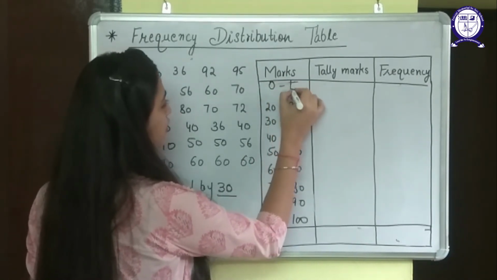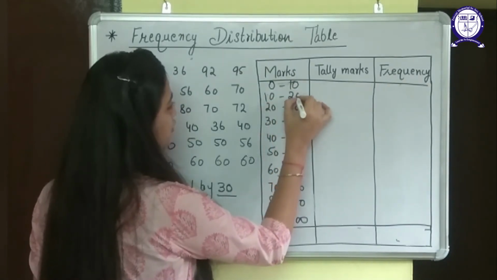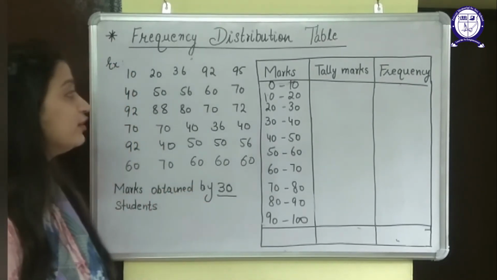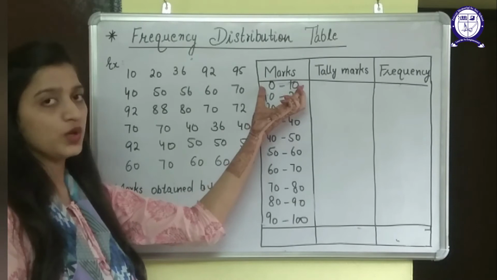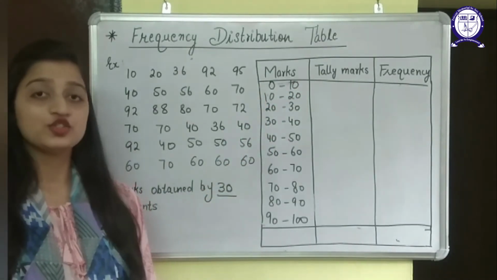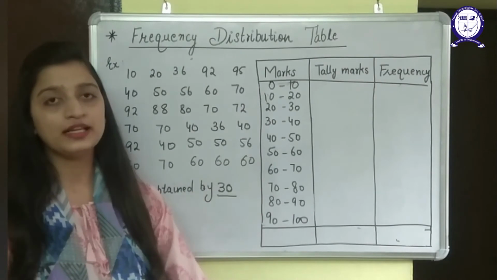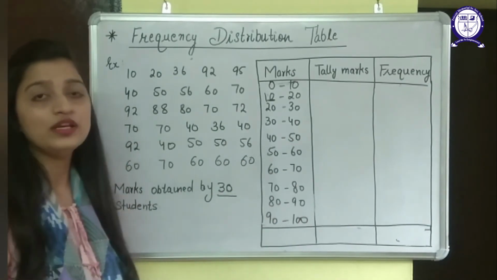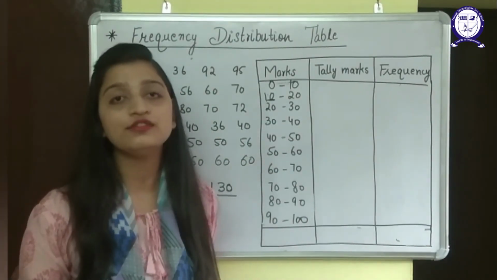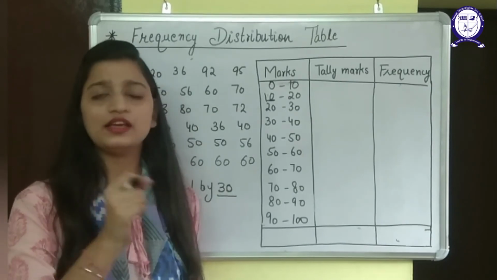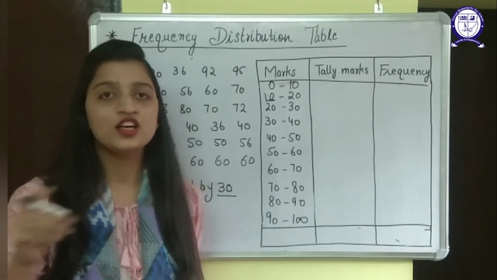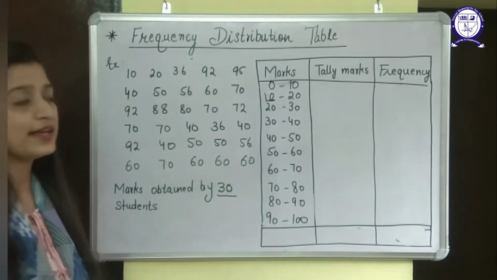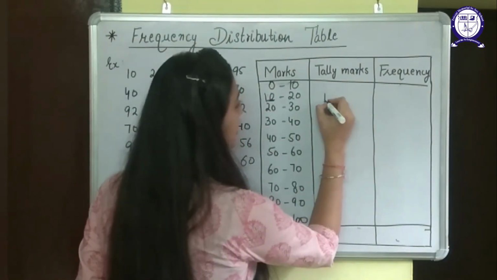Okay, I am taking one more interval, 10 to 20, and 0 to 10. Now the first number is 10. The confusion is whether to take 10 in this one or in this one. Always remember that 10 would be included in this one. From 0 to 10, only the numbers from 0 to 9 will be included. Any number, like 9.6, will be included in that. But whenever it becomes 10, it goes in the next category. So my 10 would be here.